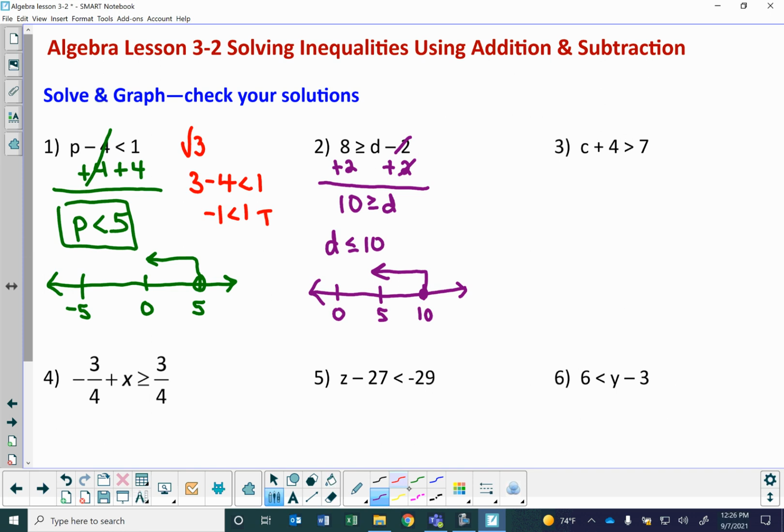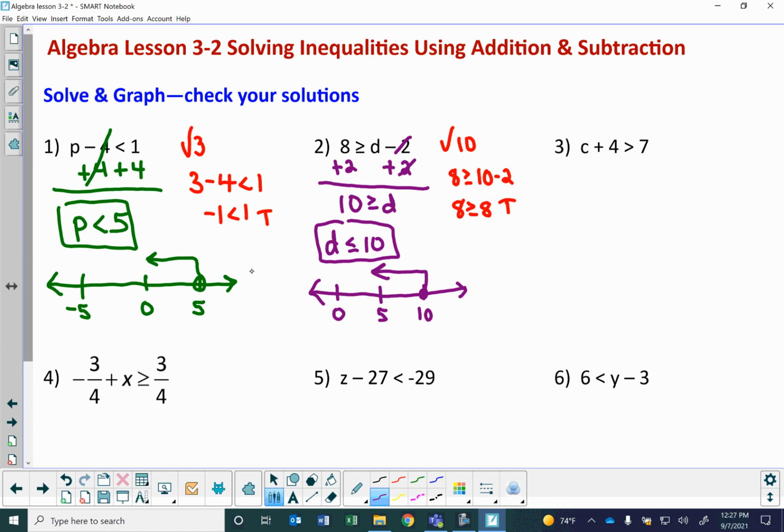Again, I need to check it. So I need a number that is less than or equal to 10. I'm going to actually choose 10 just to show you what happens if I check 10 into my inequality. I have 8 is greater than or equal to 10 minus 2. 8 is greater than or equal to 8. That is true because 8 is equal to 8. So that also works. So I must have solved my inequality correctly here. So there's my inequality. And I never box my graphs. I just leave them right underneath my solutions.